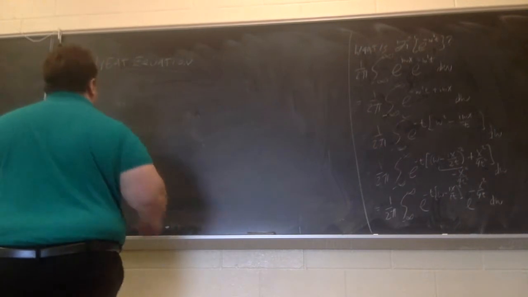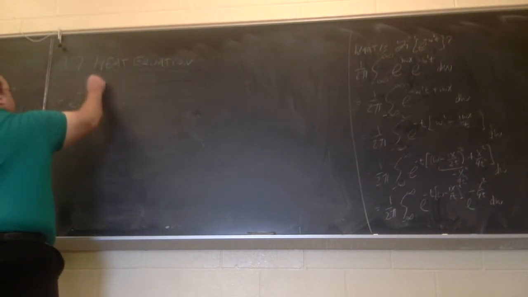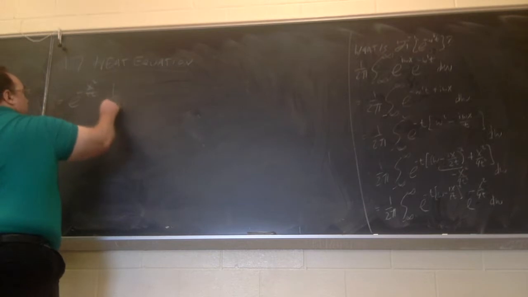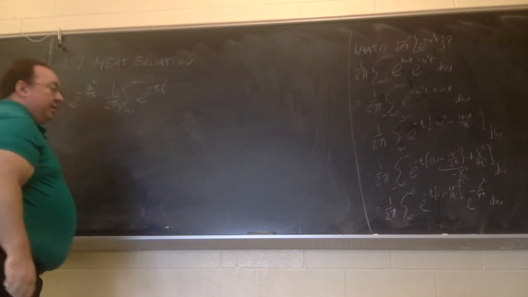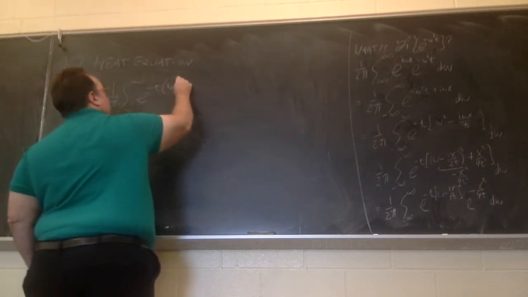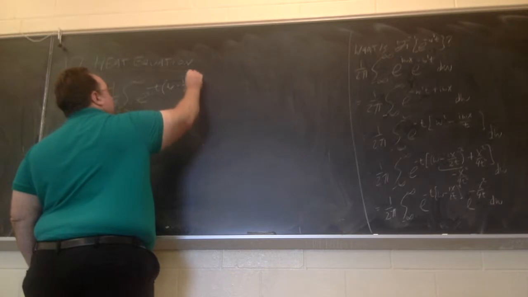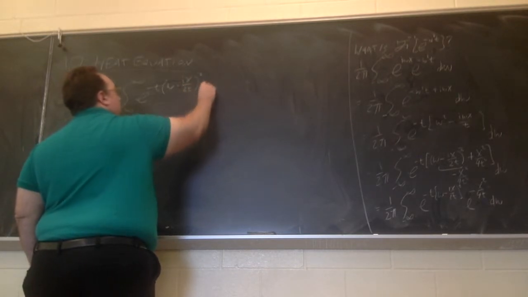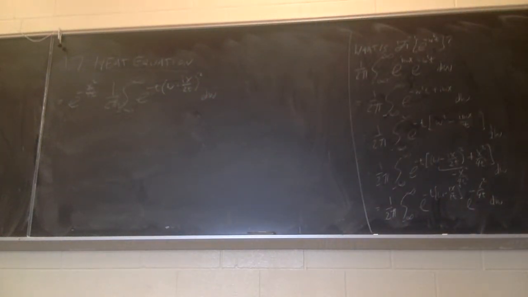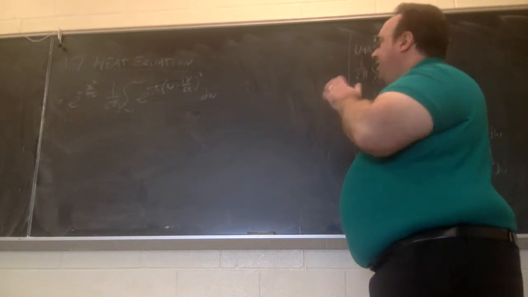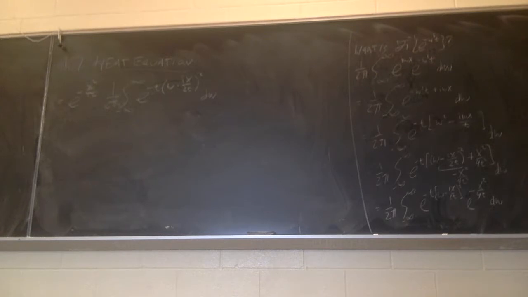Alright, so now I have e to the minus x squared over 4t. Then I have 1 over 2 pi, integral of e to the minus t omega minus ix over 2t squared d omega. Okay. So now, to get a handle on the integral that's left, I'm going to make a substitution.